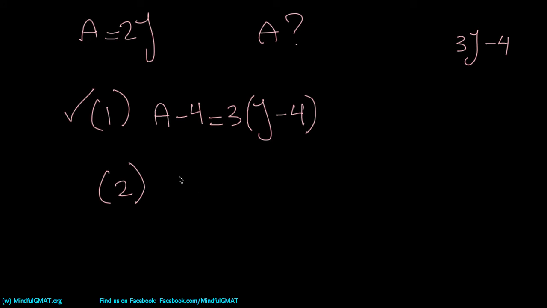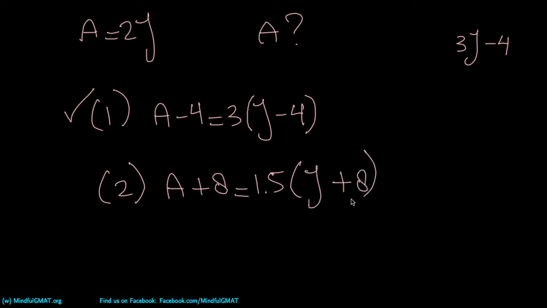The second piece of information tells you that 8 years from now, Anna's age will be exactly 1.5 times James' age. So Anna's age 8 years from now equals 1.5 times James' age 8 years from now. So again, don't forget the brackets, and again, 2 equations, this equation and this equation, so sufficient to answer the question asked. So your answer is going to be D. Both pieces of information separately are sufficient to answer the question asked.